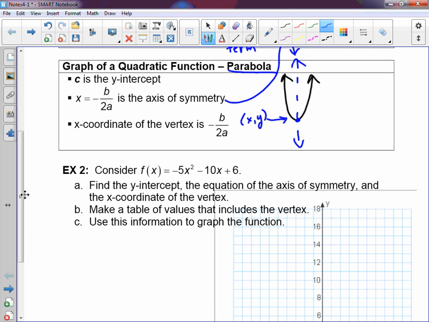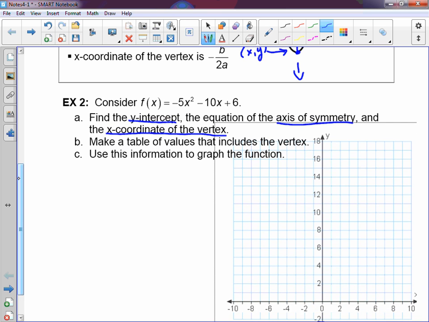So we're first going to find the y-intercept, so that's whatever c is. I like to underline the equation of the axis of symmetry and the x-coordinate of the vertex. So basically everything in this box we're going to find. That's part A. So what is my y-intercept? 6. So I already know where it's going to cross the y-axis on my graph. Okay, got that.